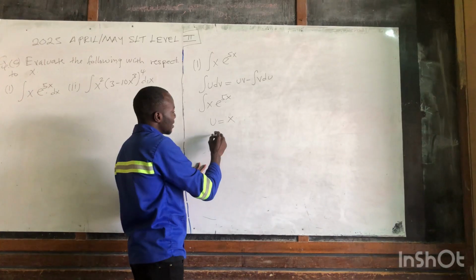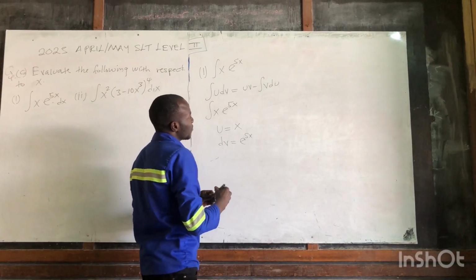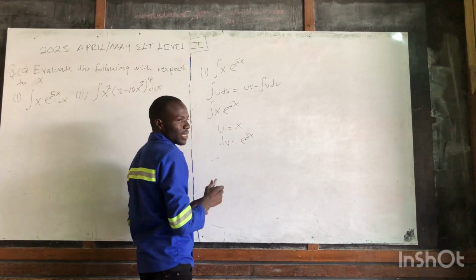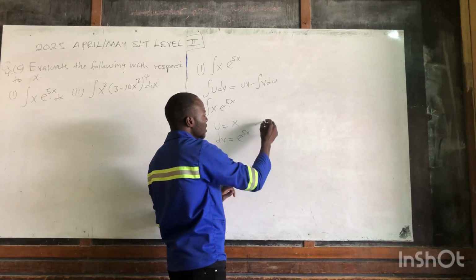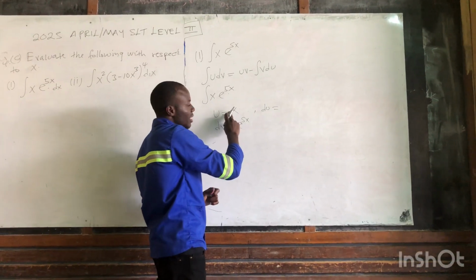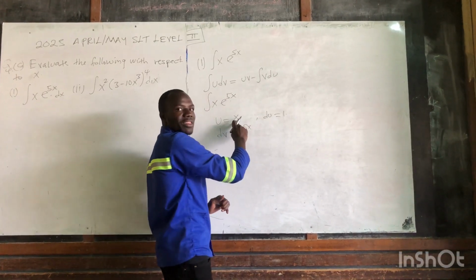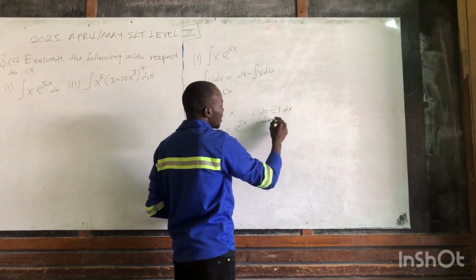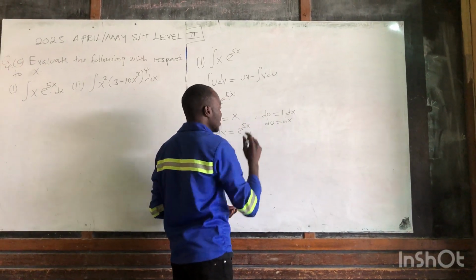Then the other part is our dv, which is exponential 5x. But from the formula, we need v, and we also need du. So du is the differential of x, which is just 1. Since we are differentiating with respect to x, we attach the dx, so du is 1 dx, or just dx. Let's keep that answer there.